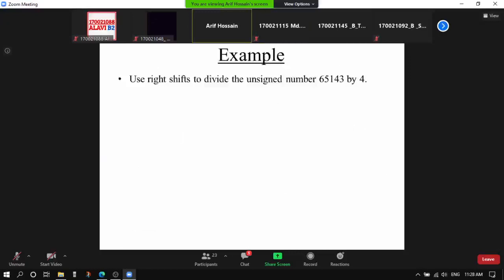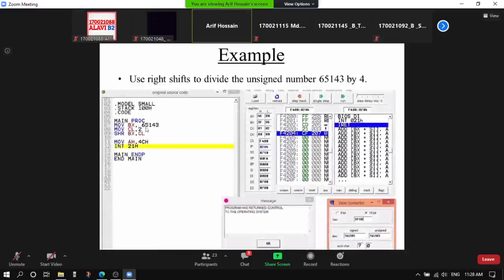All right, this is an example. The question is, use right shifts to divide the unsigned number by 4. If we want to divide it by 4, how many shifts do we need? 2 shifts. Exactly, we need 2 shifts. So this is your answer. The number is 65143, stored in BX. Since dividing by 4 is equivalent to 2 shifts, we are moving 2 into CL. This is an unsigned number, that's why you are using SHR BX, CL.